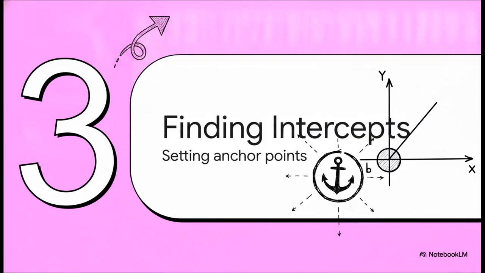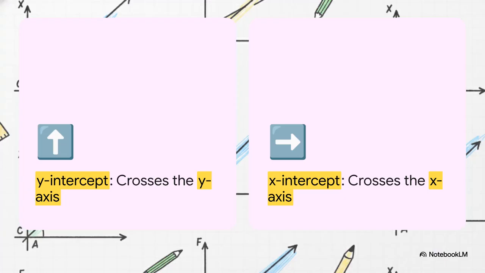Okay, on to section 3, finding the intercepts. With our direction set by the slope, we need an anchor point. There are two types of intercepts. The y-intercept is the value of the function when x = 0, meaning it's the exact spot where a line crosses the vertical y-axis. Conversely, a line can have an x-intercept, which is where it crosses the horizontal x-axis, meaning y = 0 right there.